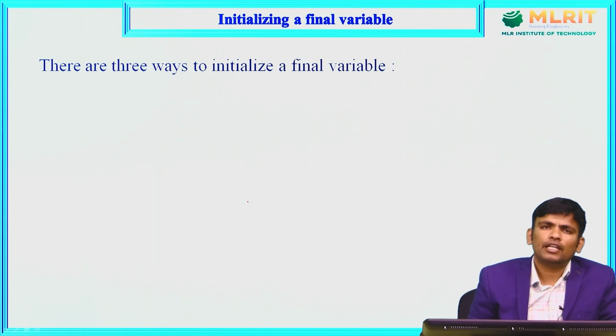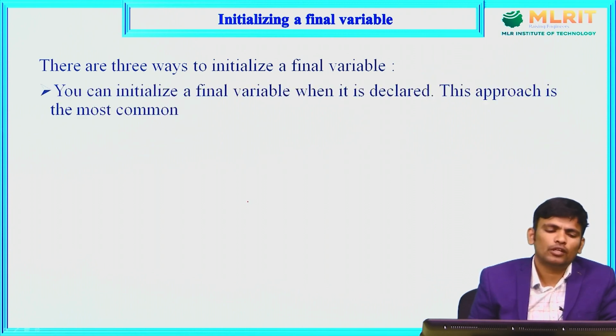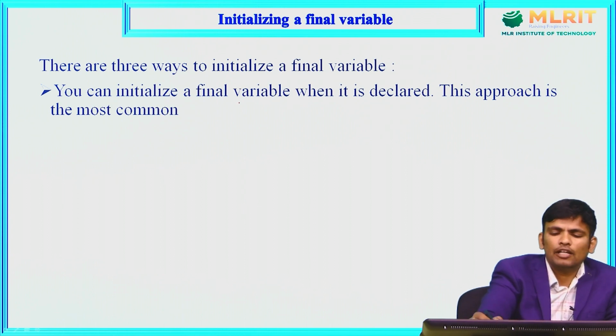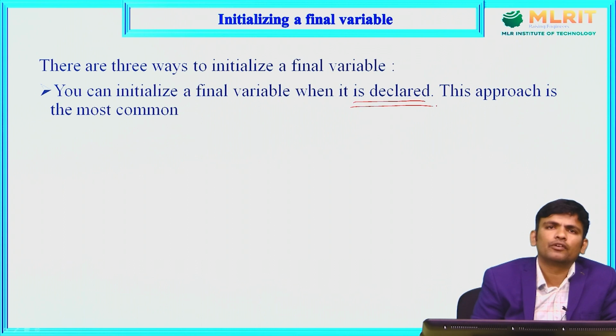Initializing the final variable, as I mentioned, is mandatory. If you do not initialize the final variable, it leads to a compile time error. In three ways we can initialize final variables. First, you can initialize the final variable when it is declared, while declaring itself. This approach is the most common.